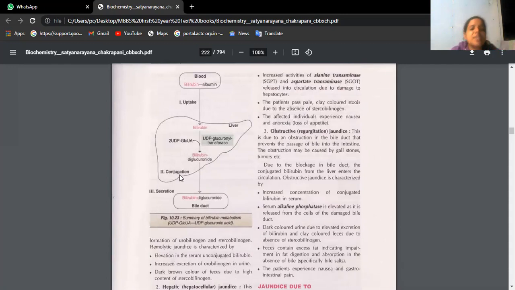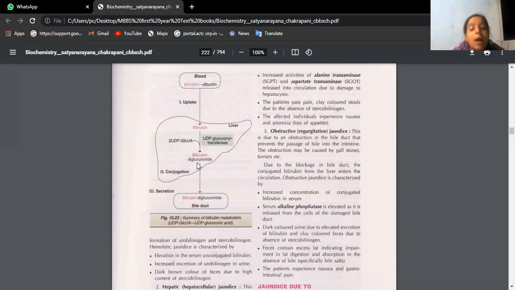Obstructive jaundice means, see here, from the liver we have the gallbladder. The bile juice is supposed to be collected in the gallbladder, and from there it is supposed to be released into the duodenum via the bile duct. I showed you the diagram in my previous class, isn't it? Suppose the bile juice is not being released into the duodenum, because there are some gall stones, bile stones.